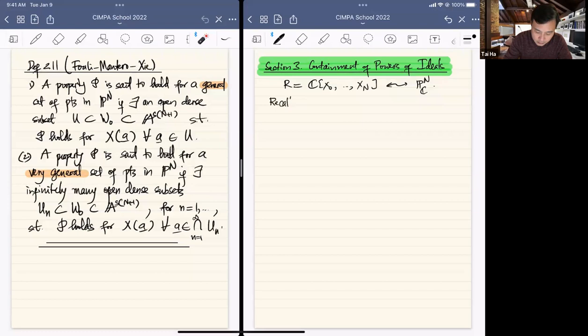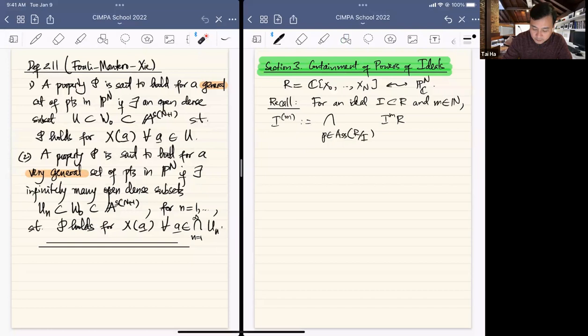A very simple recall of how symbolic powers were defined. If I take an ideal I in R and a positive integer m, then the m-th symbolic power of I is given by the intersection of all prime ideals P inside the associated primes of I, looking at the localization of the m-th power of I, contracted back to R. So from here, it's very easy to see that I to the m is always contained in I to the symbolic m-th power by definition, just because I to the m is always inside the right-hand side.